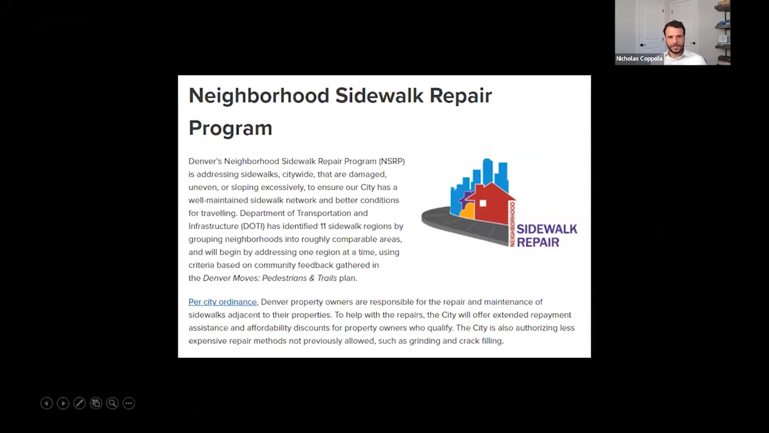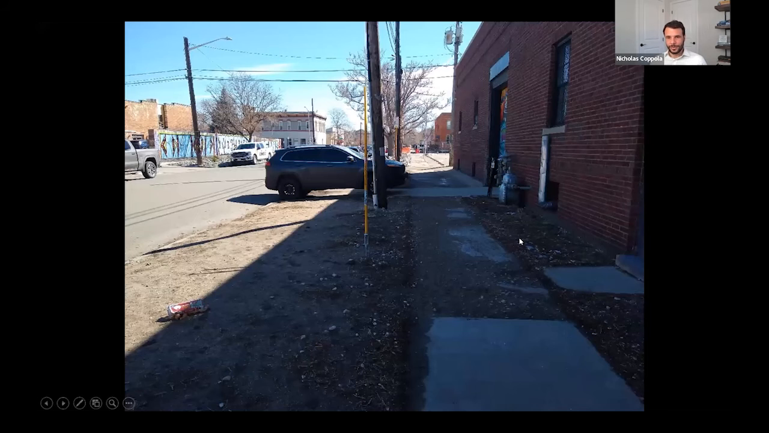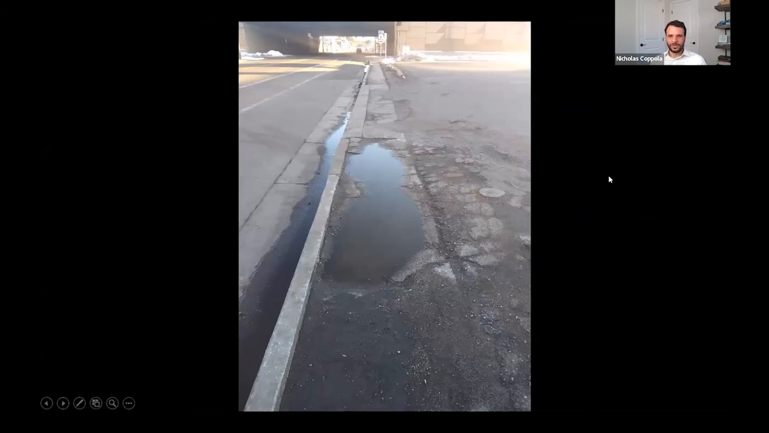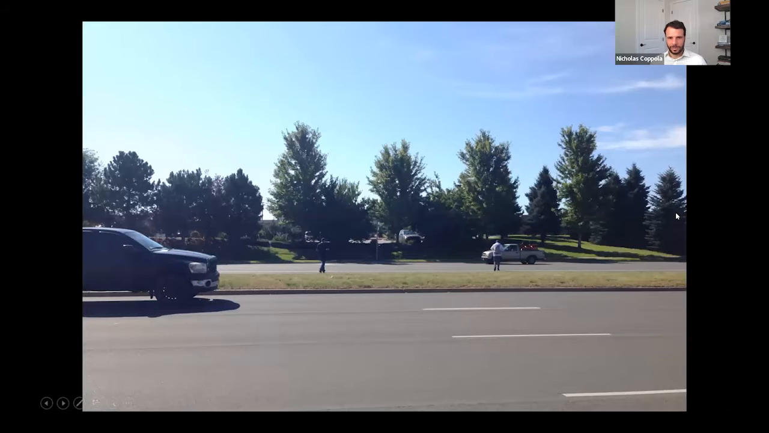And Denver currently has the neighborhood sidewalk repair program. Now, this has been going on for a number of years, but unfortunately, this is still what the sidewalks look like throughout Denver. Not doing so great. So, they have the right idea that they have this program in place, but the sidewalks are still in very poor condition and they're having trouble with what this program is actually achieving.